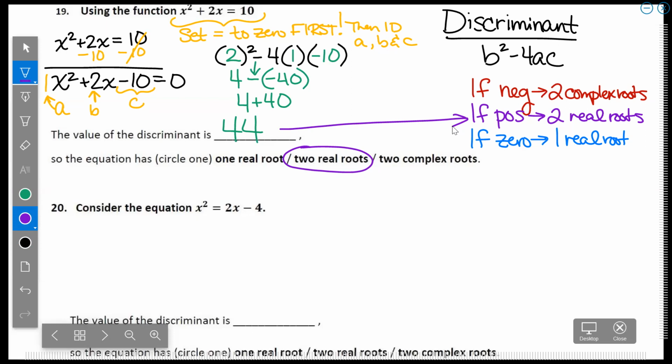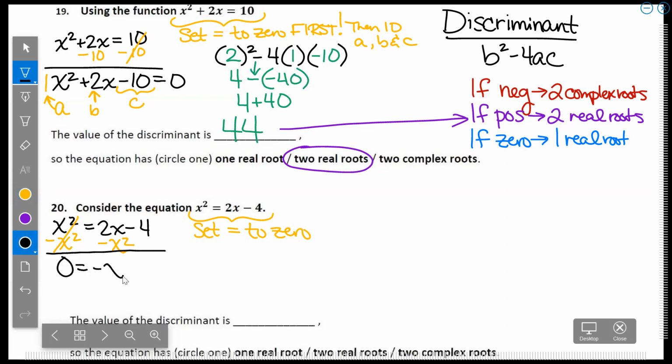All right, let's try the exact same thing on number 20. What do I need to do with this first? Set it equal to 0. How do I set this equal to 0? Subtract x squared from both sides. So I have x squared equals 2x minus 4. I'm going to subtract x squared from both sides. Can that combine with anything that I already have? Nope. 0 equals negative x squared plus 2x minus 4.